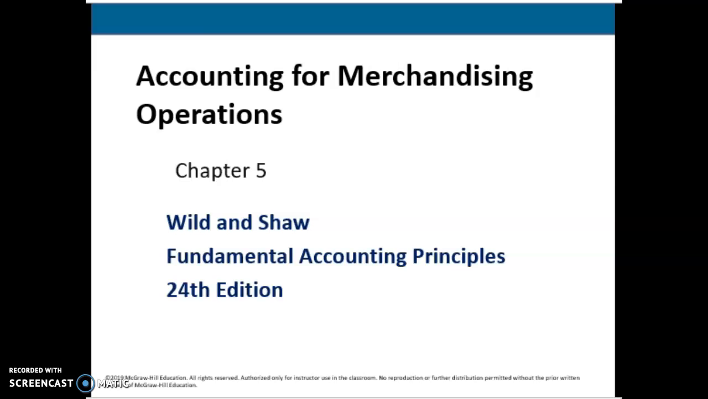Okay, so we are going to start with Chapter 5. Chapter 5 is Accounting for Merchandising and Operations. With this chapter, we are going to start looking at companies selling a product instead of providing a service like we've seen so far in Chapters 1 through 4.